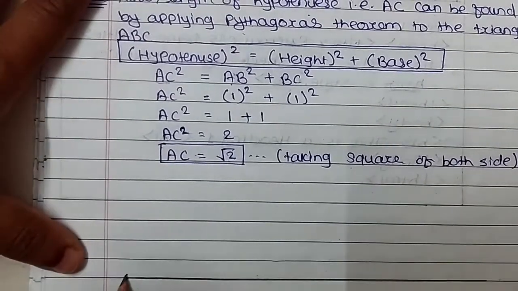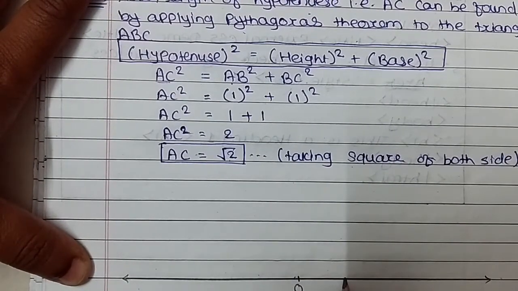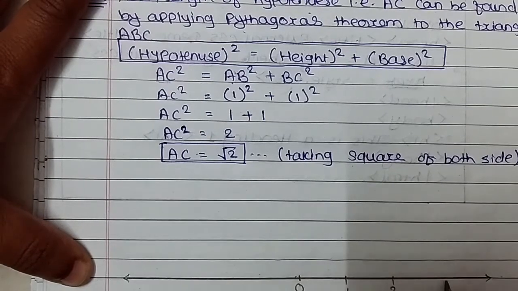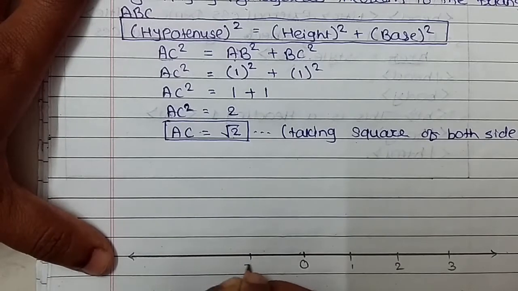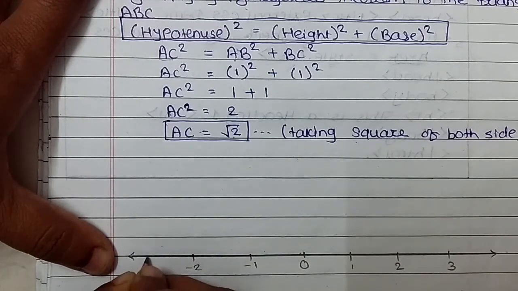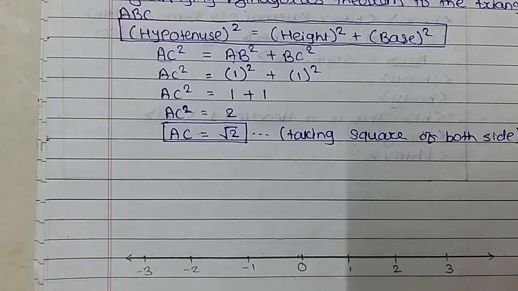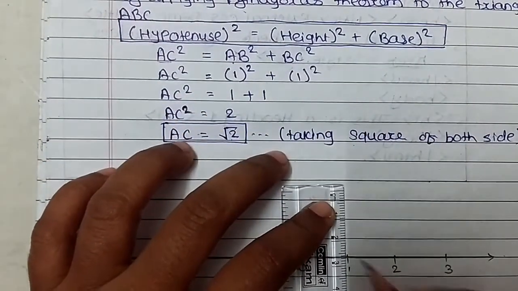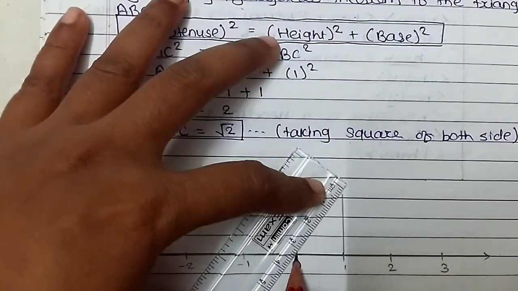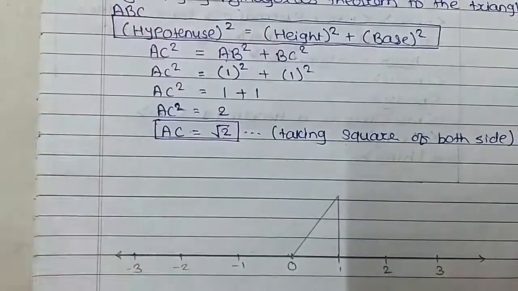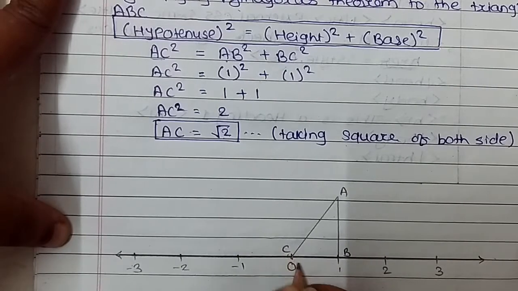Clear? First draw one line, then take 0 as a center, then 1, 2, 3. Okay, next -1, -2, -3. Okay, understand? Next we have to draw one perpendicular line with the same distance, that is 0 and 1, and join this point. Clear? And name this triangle A, B, C.